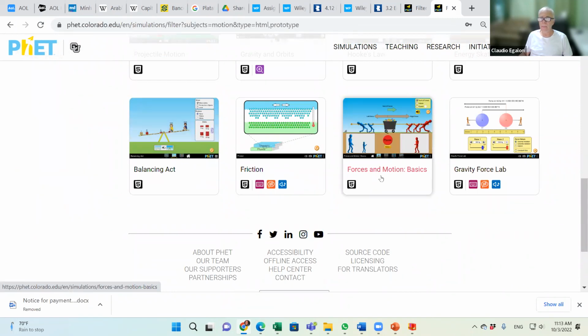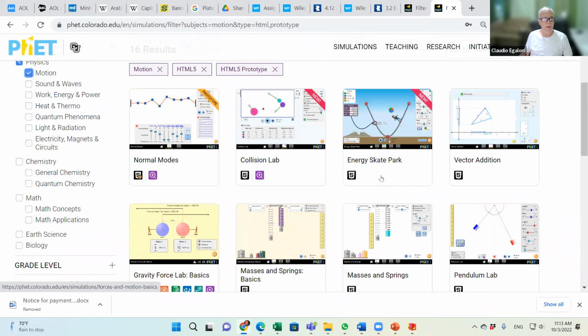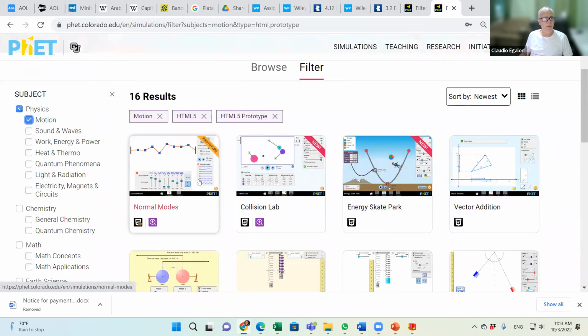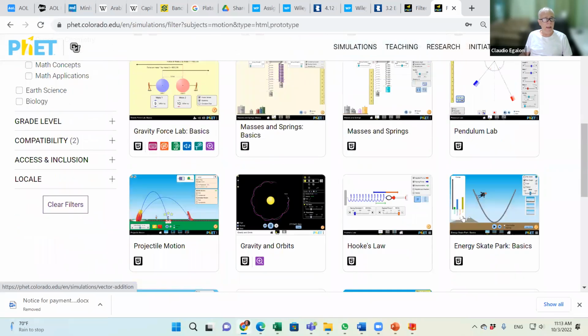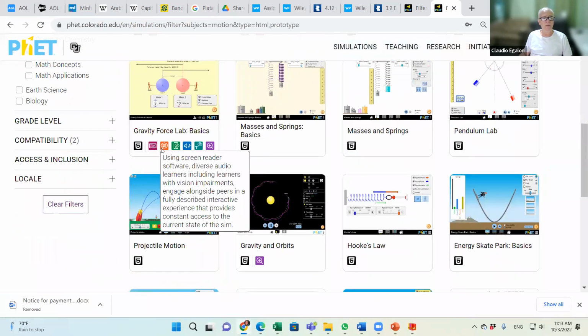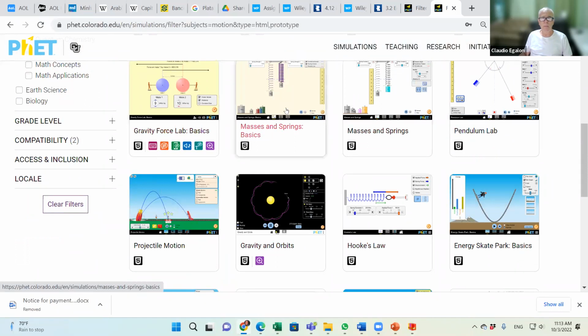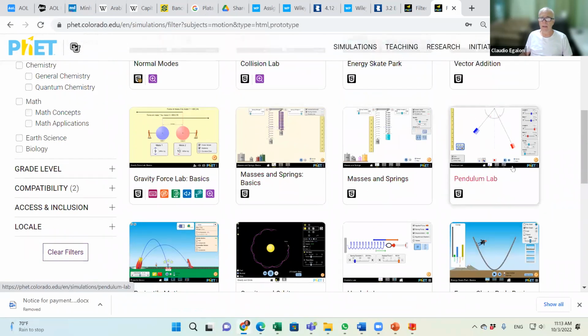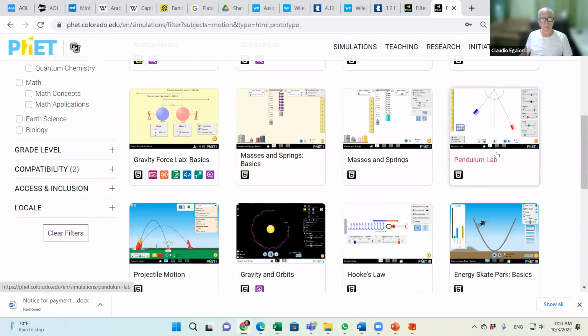Okay, so let's see one by one. Normal mode is going to be waves at the end of semester. Collision lab is going to be at the middle of the semester. Energy skate park, we're close enough to do that, it's going to be later on. Vector addition, we already did that. And gravitational forces, masses and springs, we're going to see all of that. The pendulum, you're going to see that too.